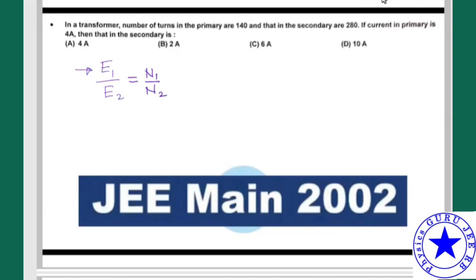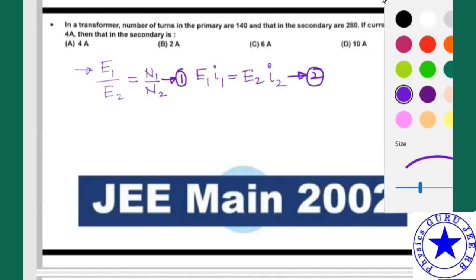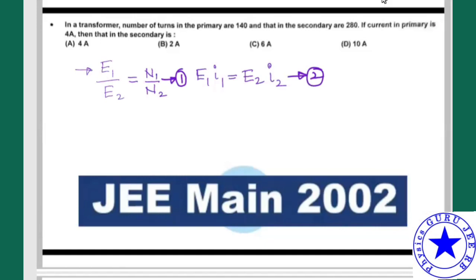So for an ideal transformer, we use the power equation for the primary and secondary coil. Power input to the primary and secondary: E1 I1 equals E2 I2. This is nothing but the power equation. Let me take it as equation number 1, and the turns relation as equation number 2. So from equations 1 and 2, now what I can write is I2 by I1.